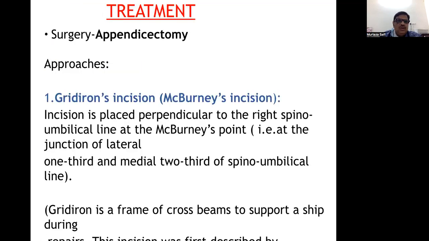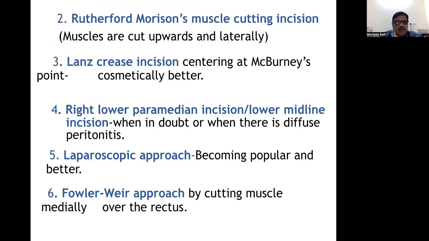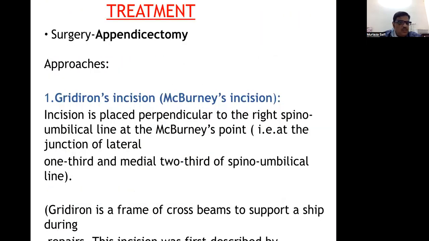Now come to the treatment. Treatment is surgery, called appendicectomy. There are various approaches: gridiron, Rutherford Morison incision, Lanz incision, right lower paramedian incision, lower midline incision, laparoscopic approach, and Fowler-Weir approach by cutting muscles medially over the rectus. So these are all various approaches.